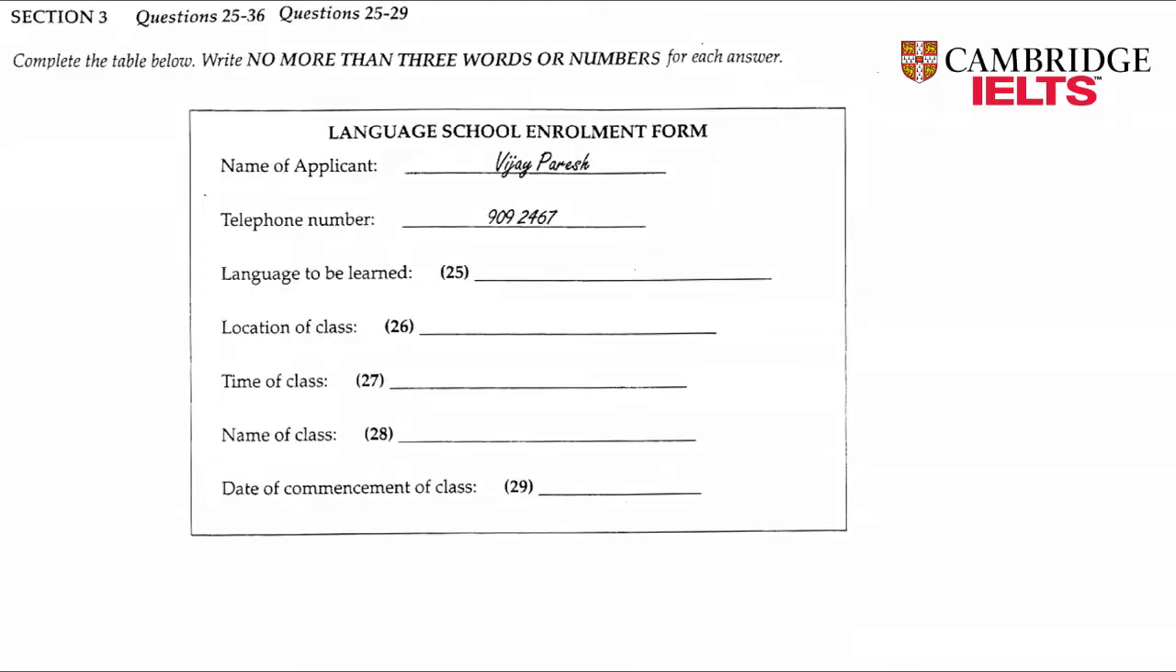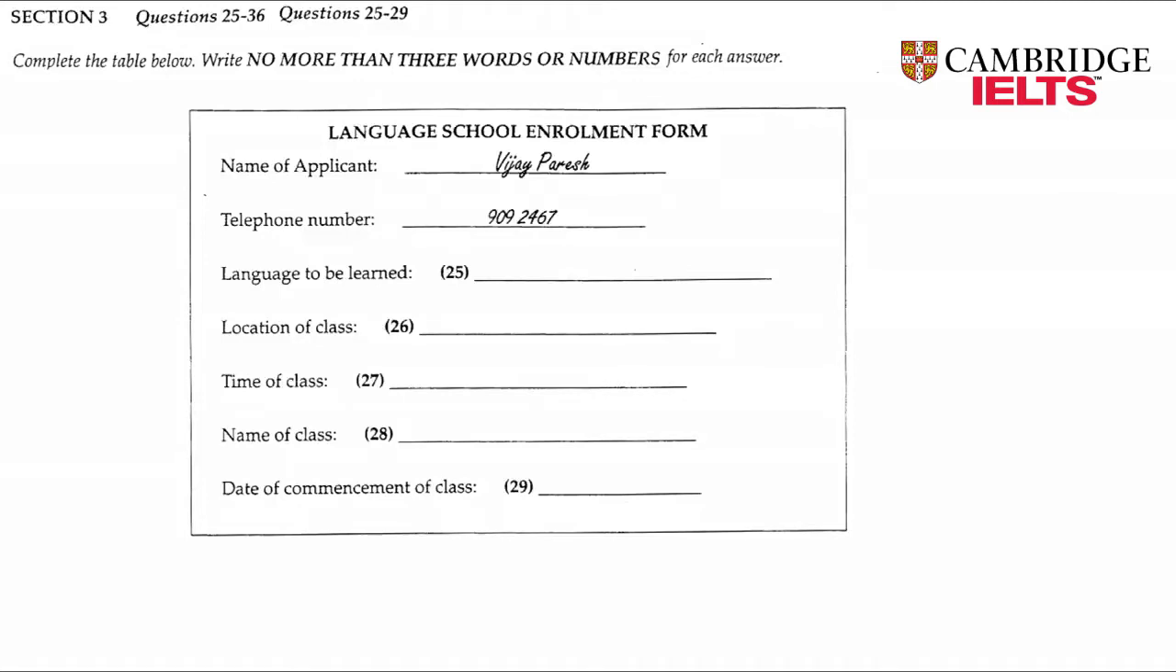Section 3. In this section you will hear a discussion between a college receptionist, Denise, and a student named VJ about learning a language. In the first part of the discussion, they are talking about the course VJ will study. First look at questions 25 to 29. Note the examples that have been done for you. Using no more than 3 words or numbers, complete the table.